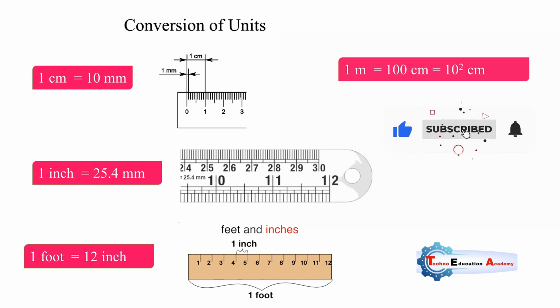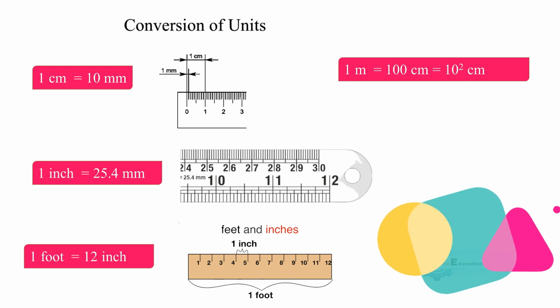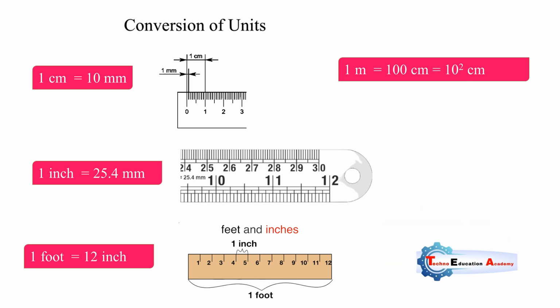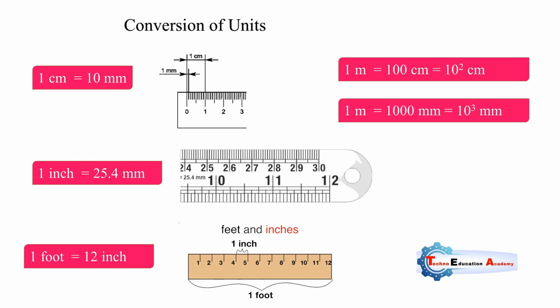So 1 meter equal to 100 centimeter. It is also written as 10 raised to 2 centimeter. And 1 meter equal to 1000 mm, or it is also written as 10 raised to 3 mm. So here you can see that 1 centimeter equal to 10 mm and 1 meter equal to 100 centimeter.